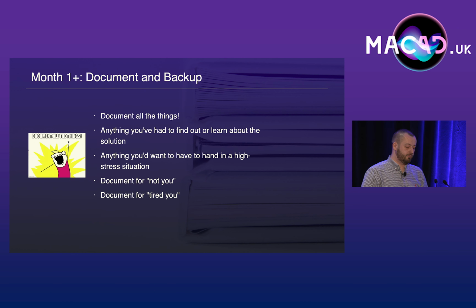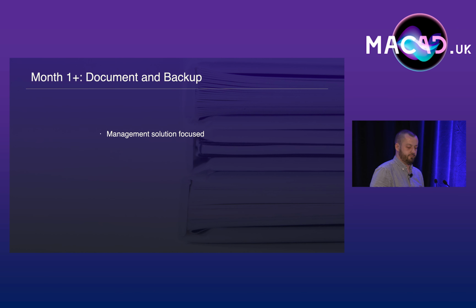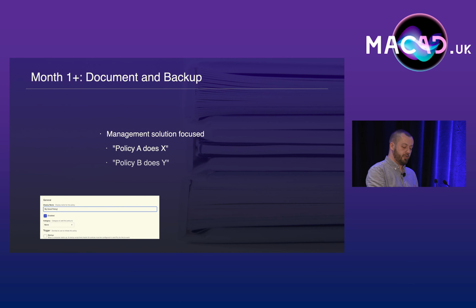But what about different types of documentation? Well, consider management solution-focused documentation, e.g., this policy A does X, policy B does Y, profile C does this for something else. This is handy for when you're looking at an admin console and not understand the role of a very specific component. It can also help other colleagues understand the greater impact of making a change to a single aspect of a solution.